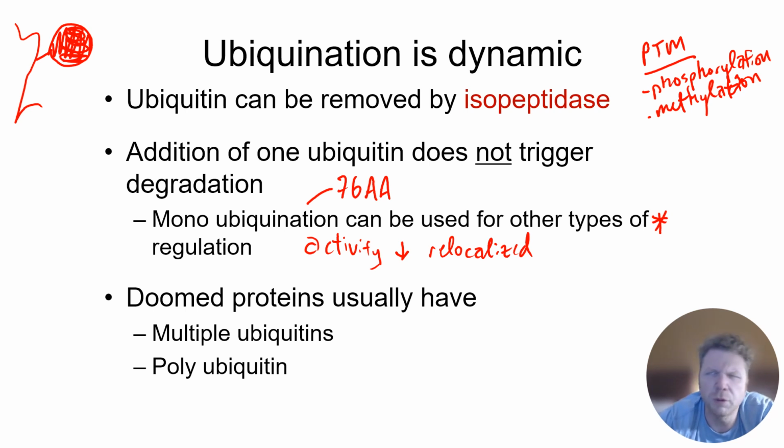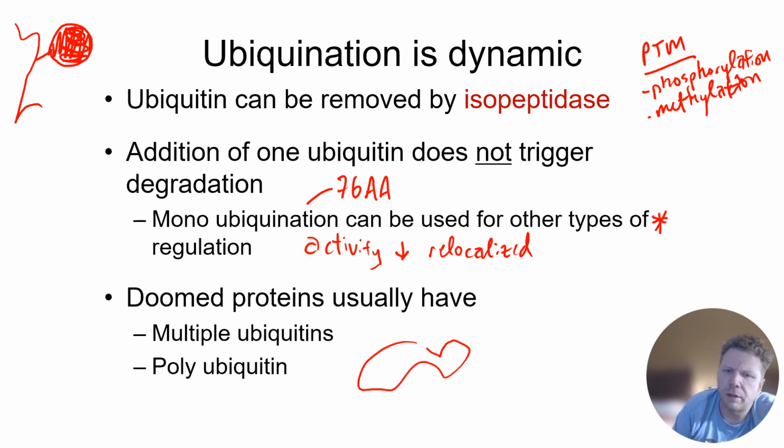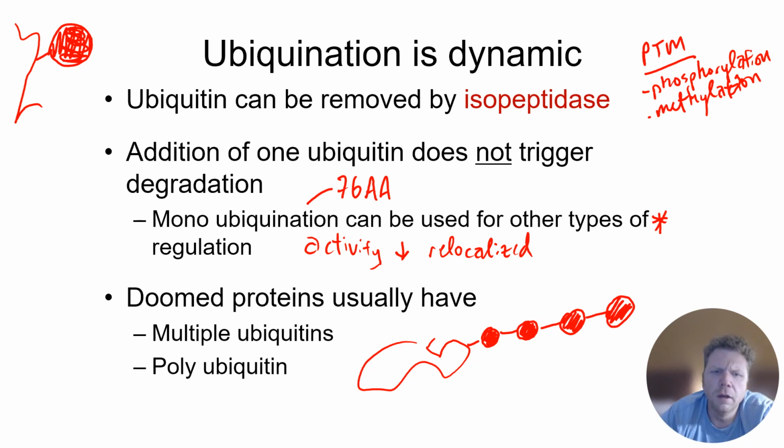Now, doomed proteins that are condemned for degradation, here's my protein. Typically, what's going to trigger degradation is something like this. There's one ubiquitin that's been added. To that ubiquitin, another ubiquitin is added. A third, and then a fourth ubiquitin can be added. So this polyubiquitination, a chain of 4 ubiquitins, is going to be the trigger that sends that protein to be degraded.